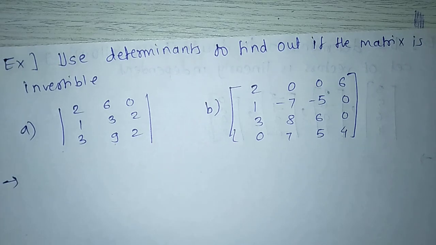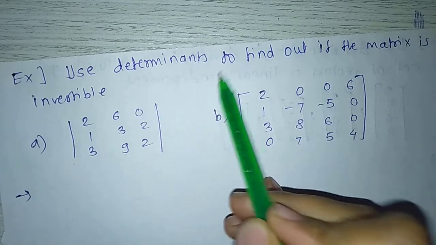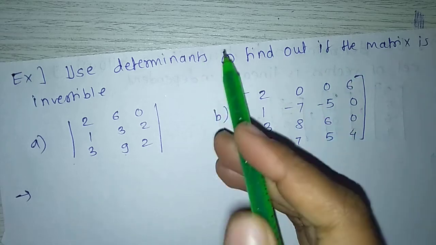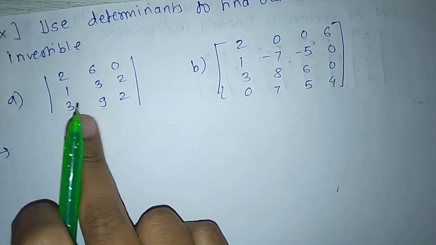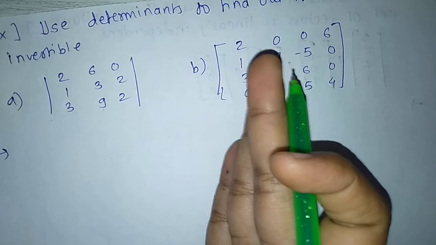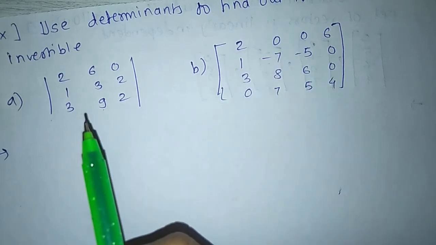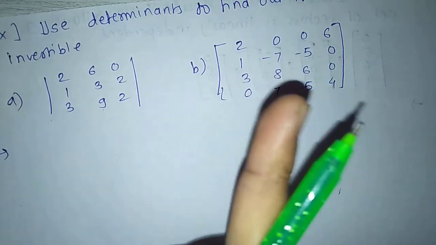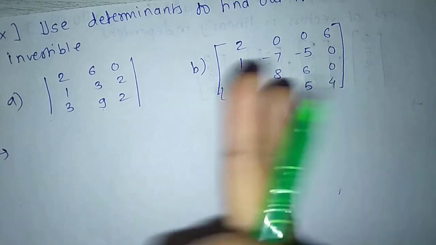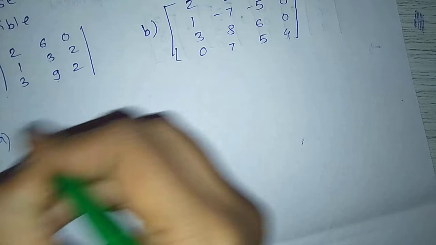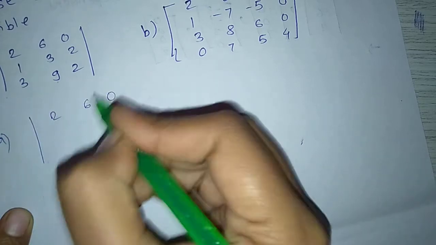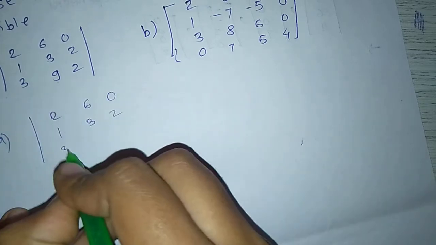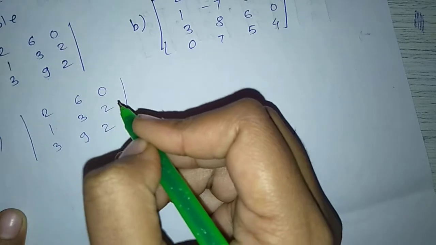Hello students. Next example, use determinants to find out if the matrix is invertible. If the determinant is not equal to 0, then the matrix is invertible, and if we get determinant equal to 0, then the matrix is not invertible. First, A equal to determinant of 2, 6, 0, 1, 3, 2, 3, 9, 2.